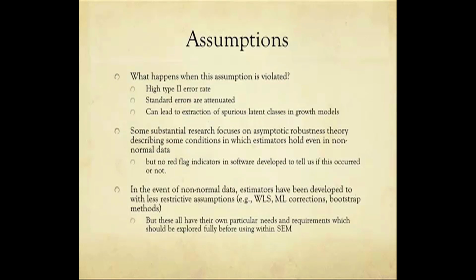But whenever you don't have those two things, a lot of stuff can go wrong. For example, you can have a high type 2 error rate. Your standard errors are going to be attenuated, of course. It can lead to extraction of spurious latent variables, particularly whenever we're talking about growth models. So there are ways around this, right? There's pretty substantial research on asymptotic robustness theory describing some conditions in which this modeling technique is more robust than others might be. But again, there's no red flag that's going to tell you whenever you've violated these assumptions. These are something you have to test beforehand, because it's just going to spit out output, and it's going to look like you have a great fitting model even when your standard errors have actually been attenuated or something like that.